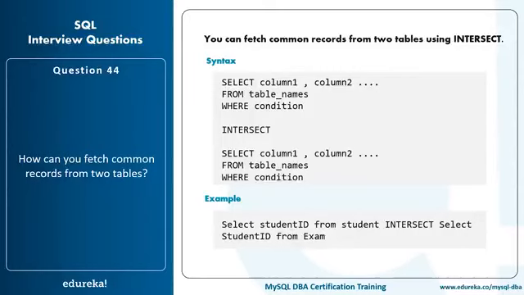So for your better understanding, you can see the example on the screen. You can see that I have used select student ID, that is basically a single column from student, then use the intersect command, and then again I've mentioned select student ID from a different table, that is exam. So that's how you can fetch common records from two tables.